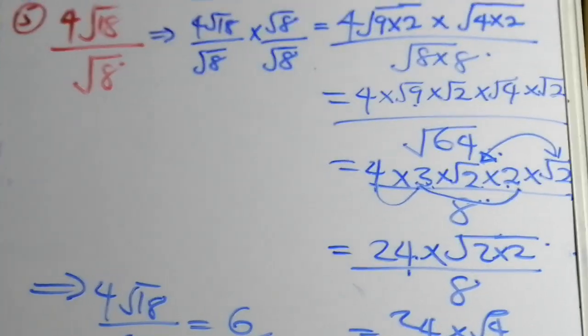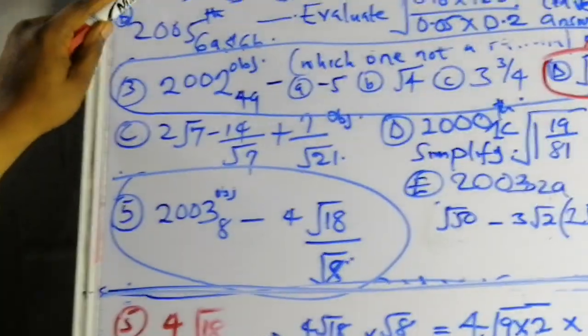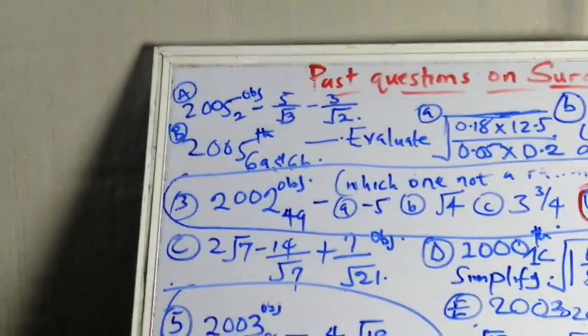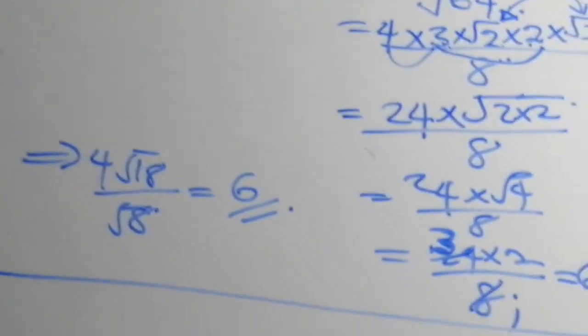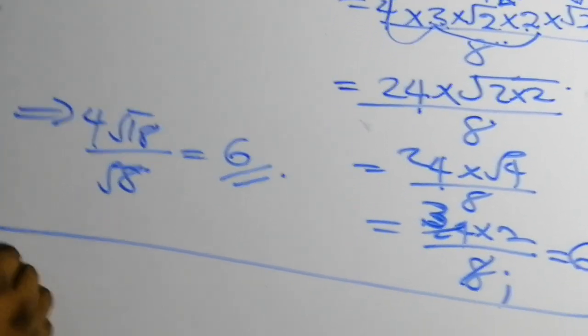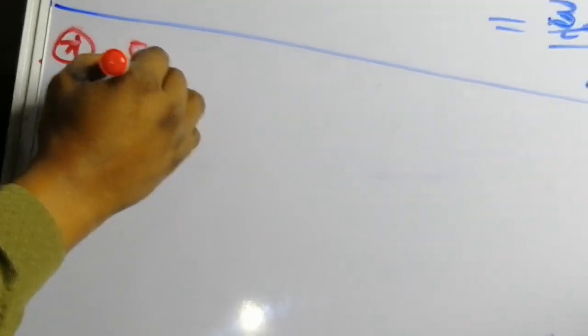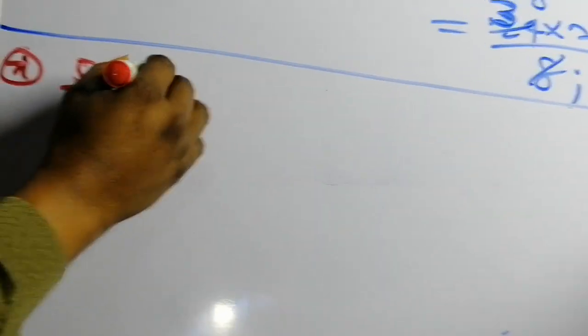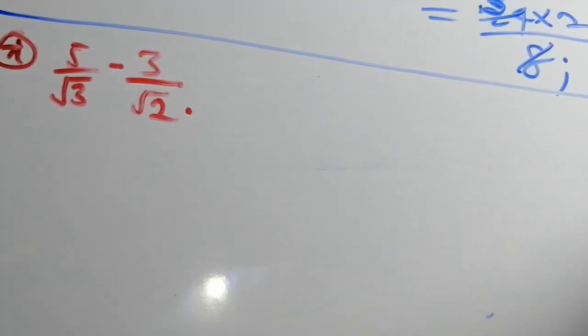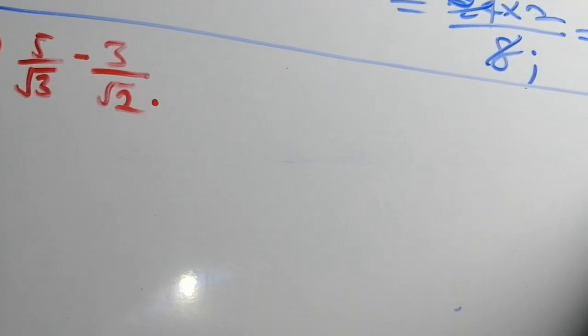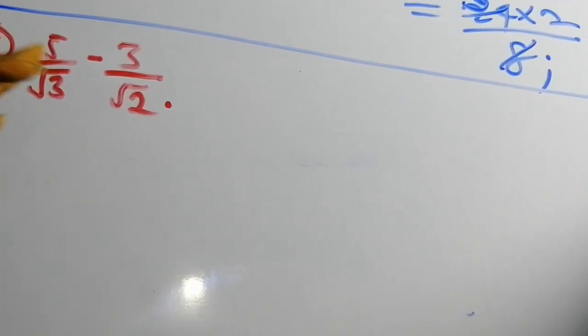Look at this, 2005 objective, number 2. That's part of the questions we've shared with us. If you look at that one very well, the question is 5 root 3 minus 3 root 2. If you look at this very well, one is rationalization, then another one is what?